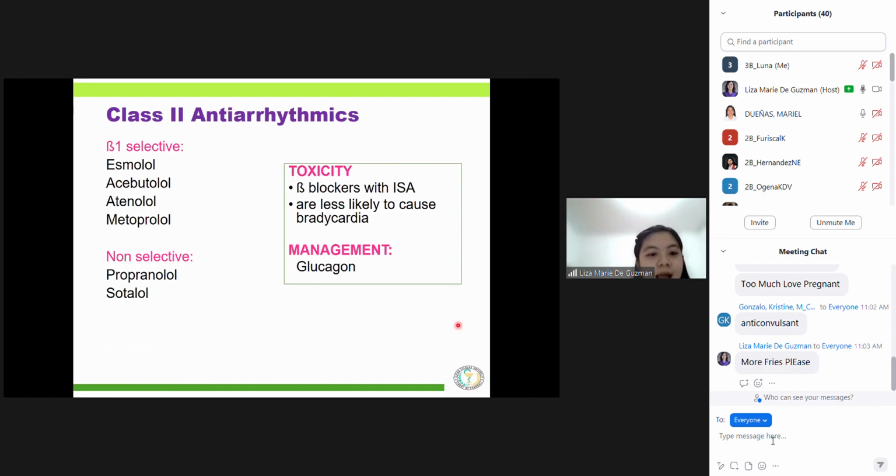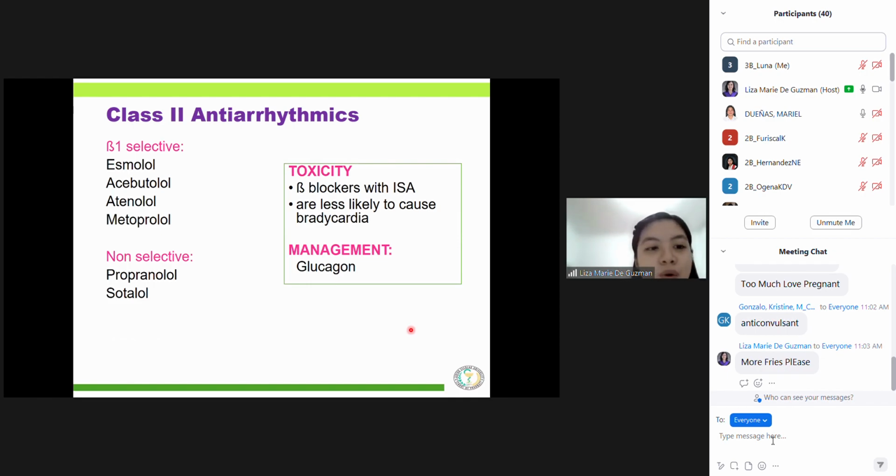Next would be the class 2 antiarrhythmics. So we have beta-1 selective, and the non-selective beta blockers. Then, for the management, we have glucagon. So this is what you have to remember, class.